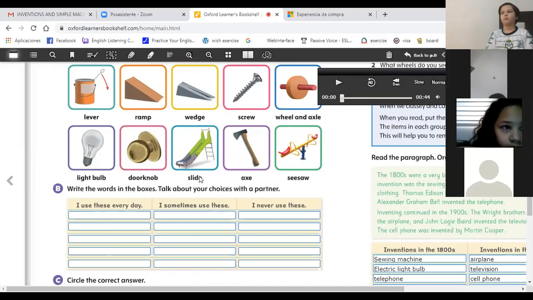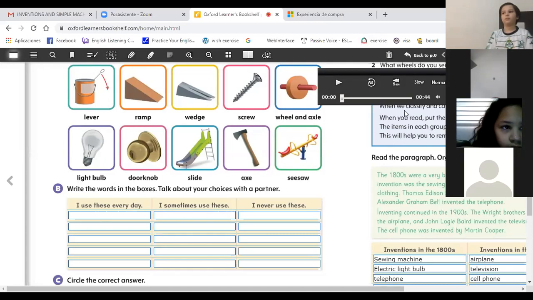Objects that we use every day. Do you use a seesaw every day? Do you have a seesaw in your house and you use it every day? On Monday, on Tuesday, on Thursday, or Wednesday? No, of course not. So think about objects that you use every day.